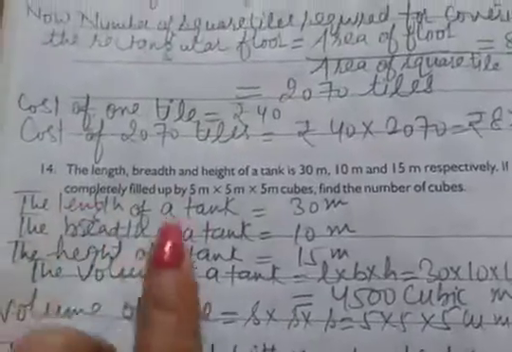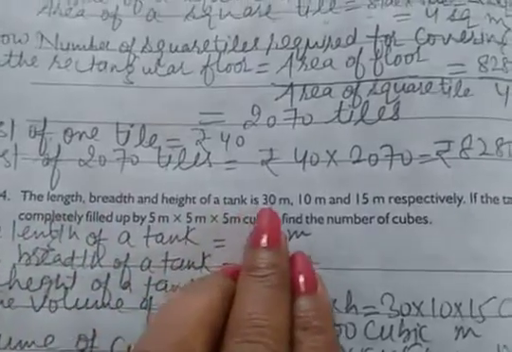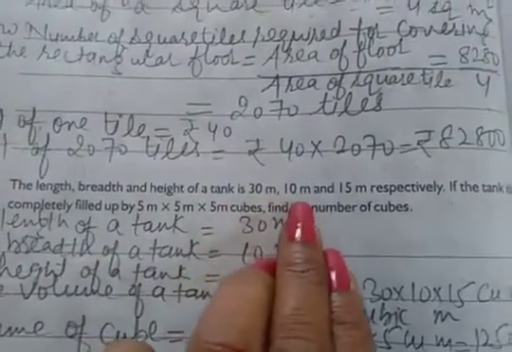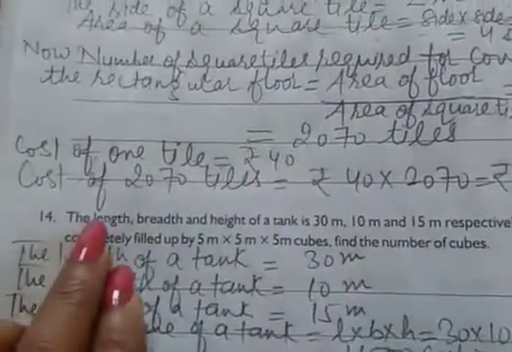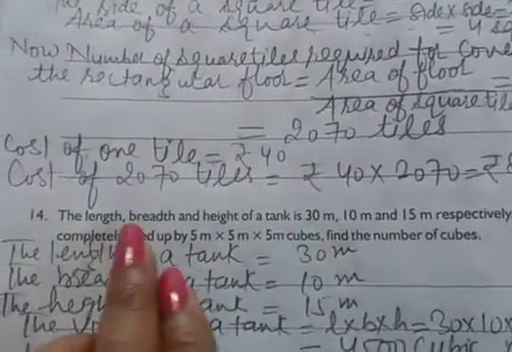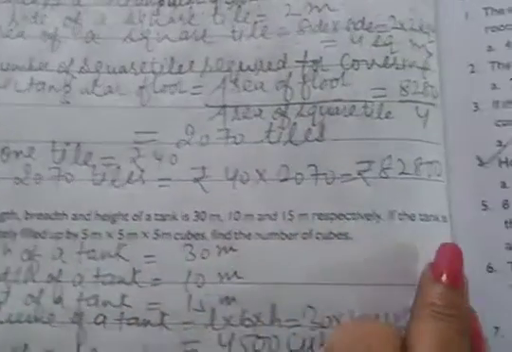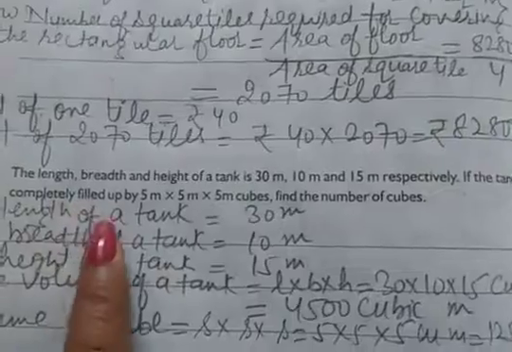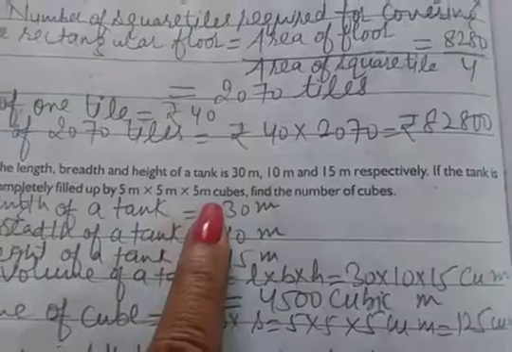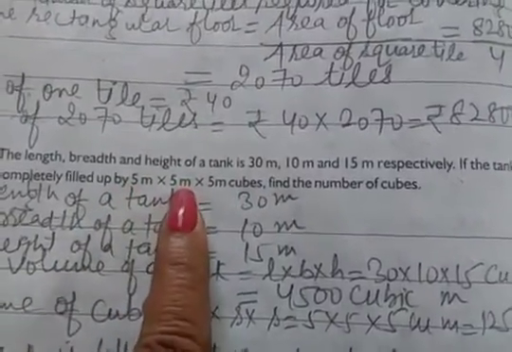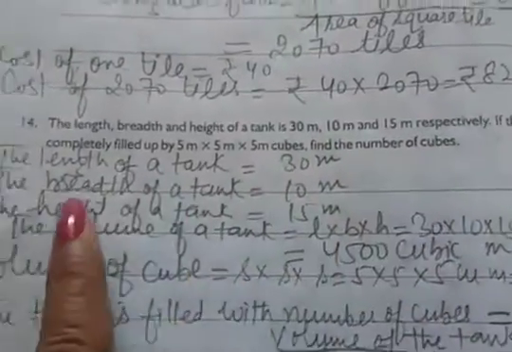The length, breadth and height of a tank is 30 meter, first is length, 10 meter is breadth and 15 meter is height respectively. Respectively means here length first 30 meter, breadth second 10 meter, height 15 meter. If the tank is completely filled up by 5 meter by 5 meter by 5 meter cubes, means first is length, second is breadth, and third is height, find the number of cubes.